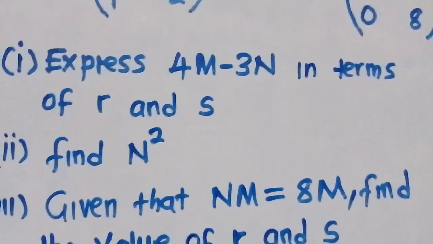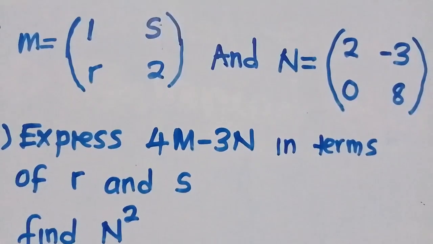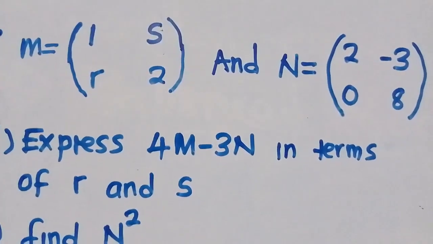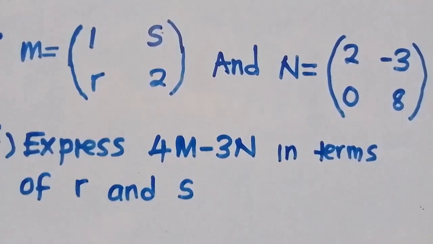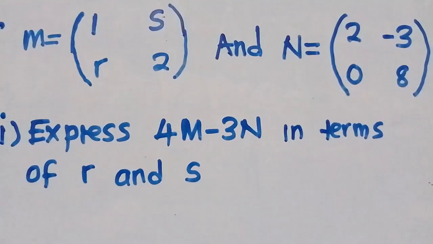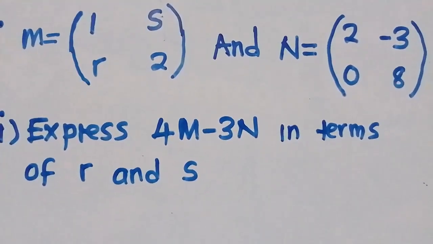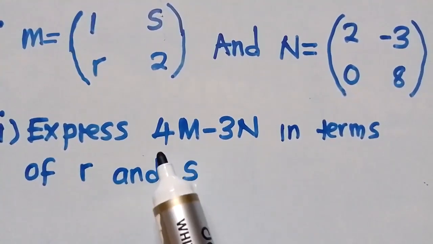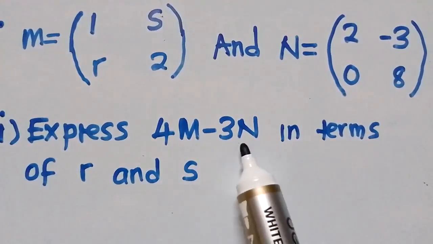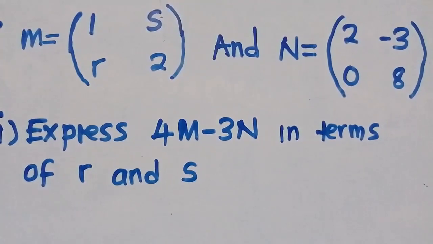So let us start with the first question, which is our question 1. The first question is saying express. We want to express what? We want to express 4m minus 3n in terms of r and s. This is what we want to do.